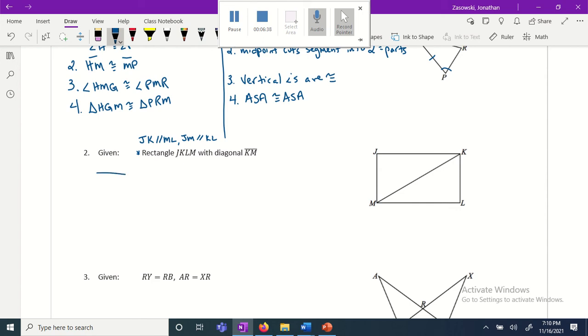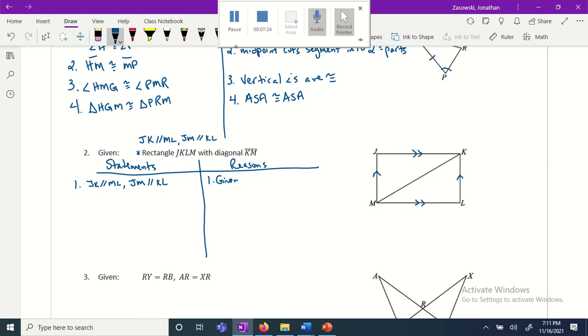So let's see it. So we're going to do coming down the line, okay? We're going to say statements, reasons. So JK is parallel to ML, and JM is parallel to KL. I know it means just kidding, Kate, but that's not what we're using it for. All right, so we know that this line is parallel to the one on the bottom, and this line is parallel to the one over here.